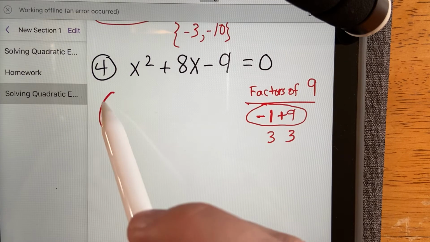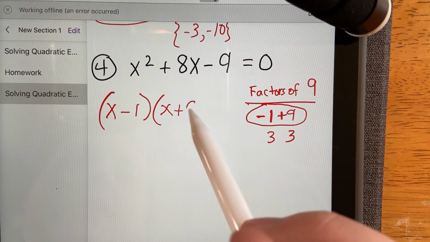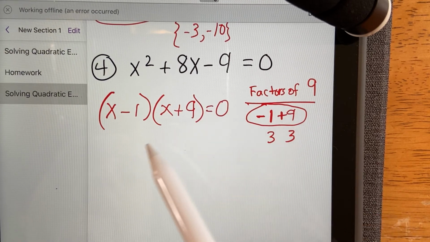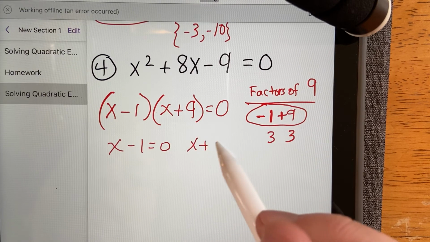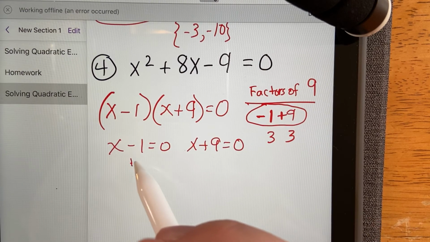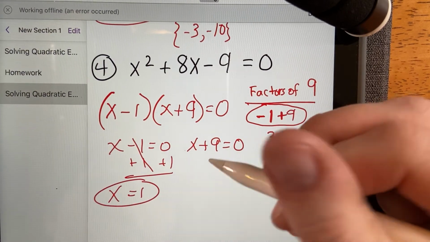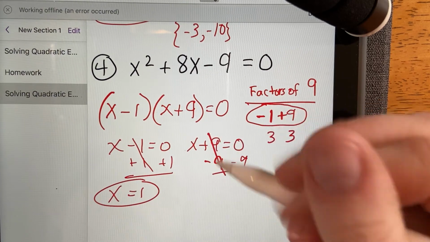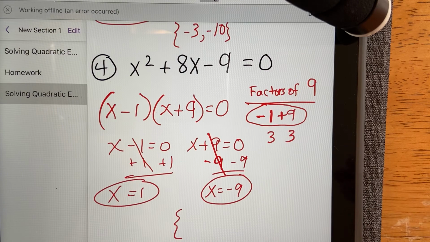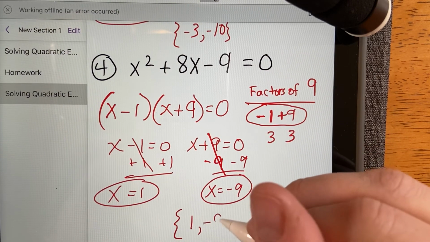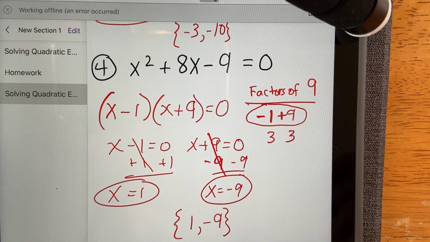So I can use that to fill in the blanks: x minus 1 and x plus 9 equals 0. So then this would be x minus 1 equals 0 and x plus 9 equals 0. Add 1 to both sides, so that's x equals 1. And then for the other one, subtract 9 from both sides, so that's x equals negative 9. Put your solution in the braces: 1, comma, negative 9.